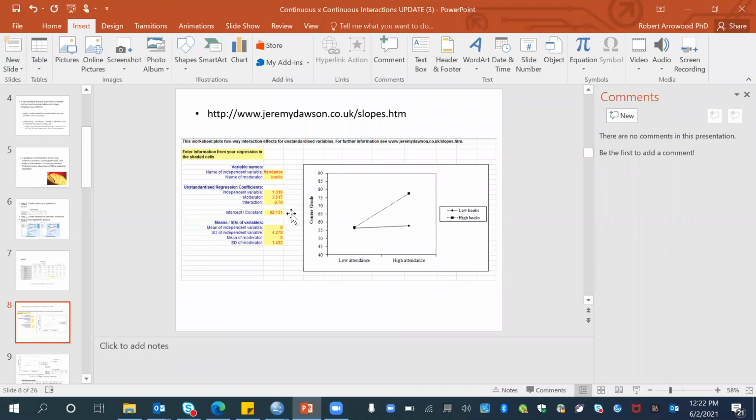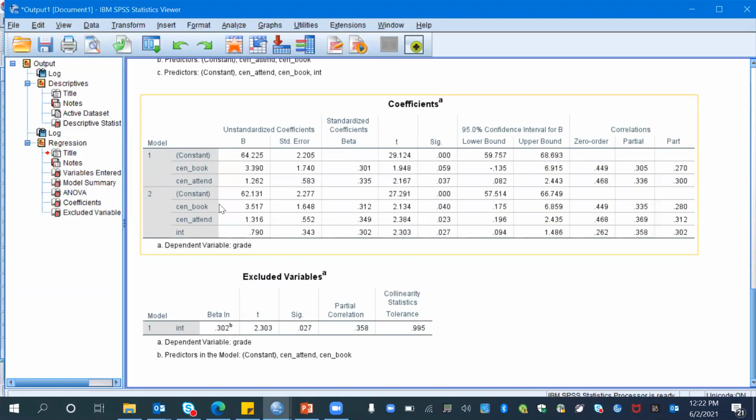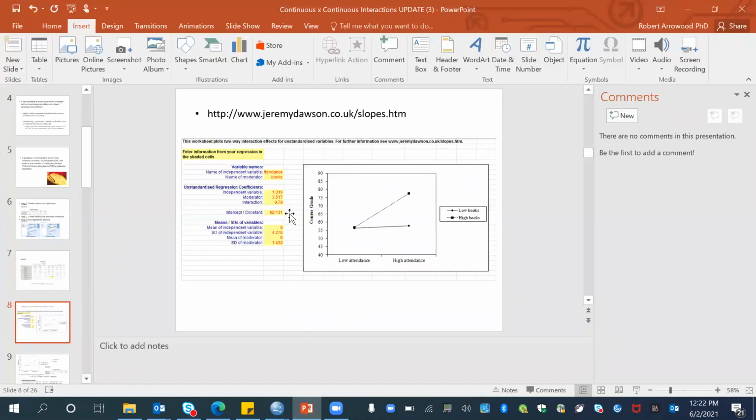Our intercept, which is our y-intercept. In SPSS, it's called your constant. Others, I think, call it a constant. I know a few just refer to it as y-intercept. 62.13. We would put that in there. On the bright side, our means are at 0, so that's easy. Those would always just be 0 as long as we've done this right.